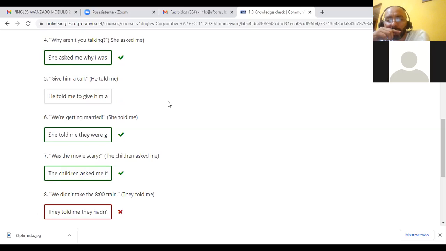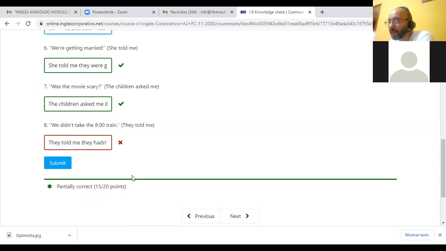There is an exception. When they're orders, or like when people give you, they're called imperatives, but it's really when there is an order or an instruction, then you don't change. Okay, he told me to give him a call. You don't change the verb when there are orders. That one's correct. That one was incorrect. Okay.